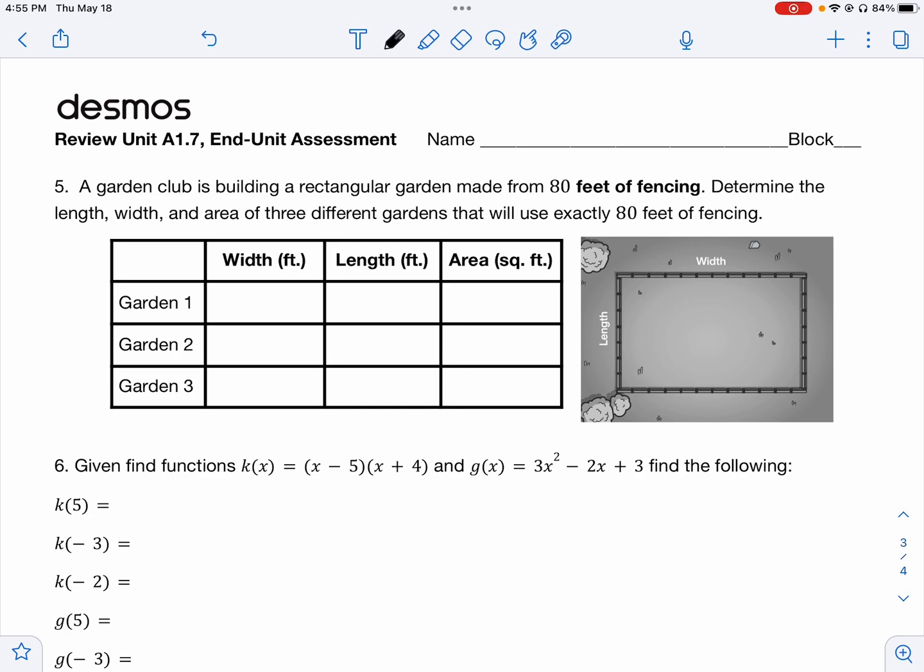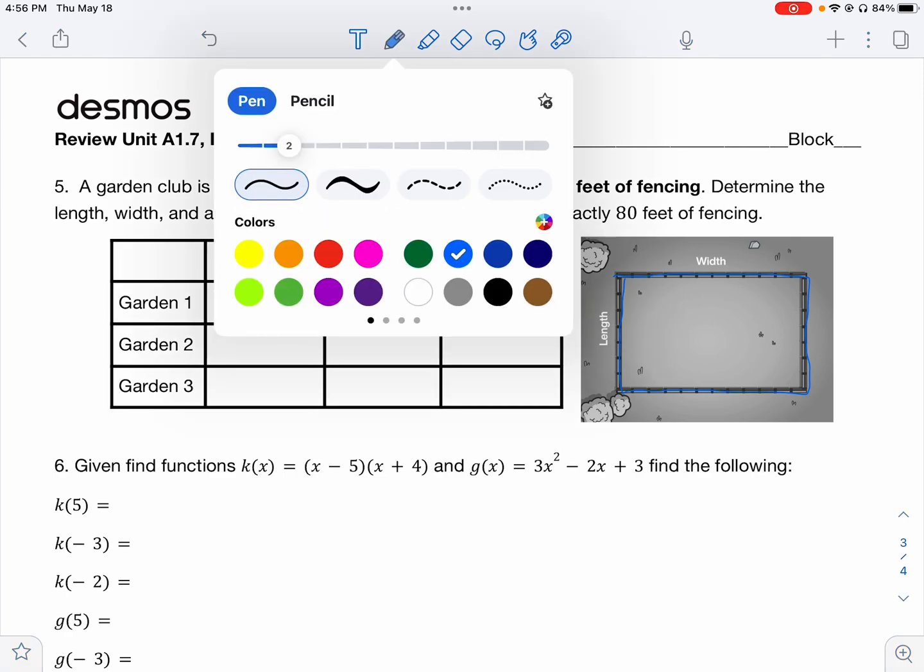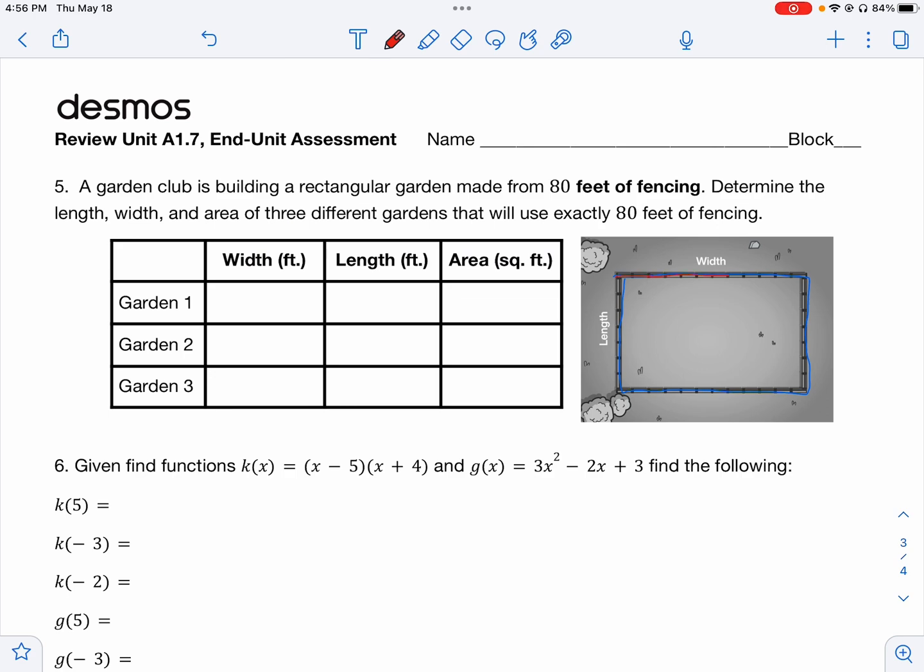So there are many different options here. Knowing that our perimeter, which is all of the outside added up together, is our 80 feet of fencing, we can know that the width plus the length has to be half of 80, which is 40. So our length plus our width has to equal 40 feet.